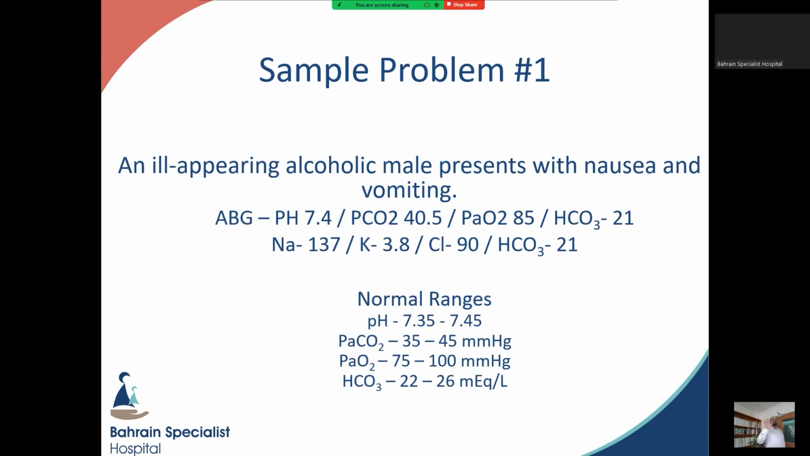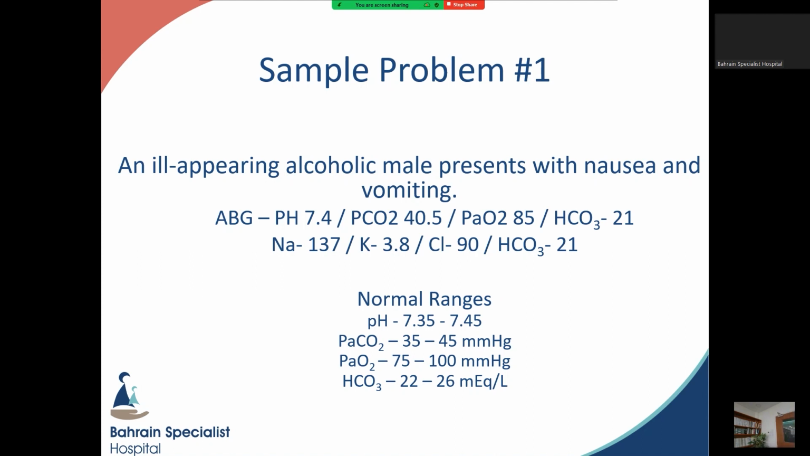So I just chose 4 samples, and fast. Sample number 1, an ill-appearing alcoholic male presents with nausea and vomiting. So his pH, actually, I corrected it then again. The pH is 7.3. Then it's acidosis.